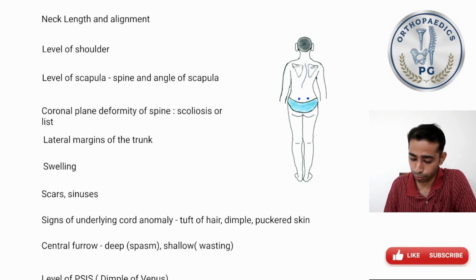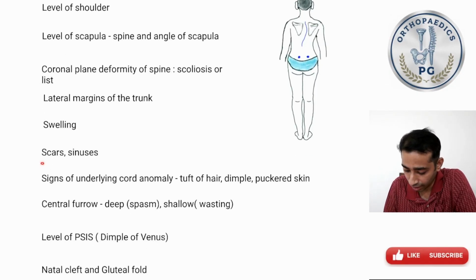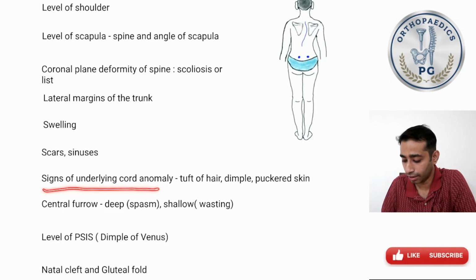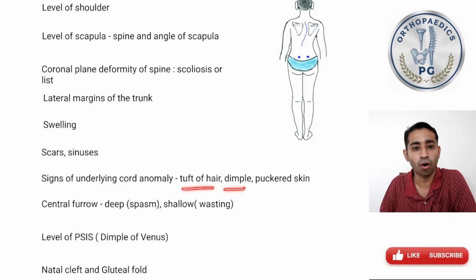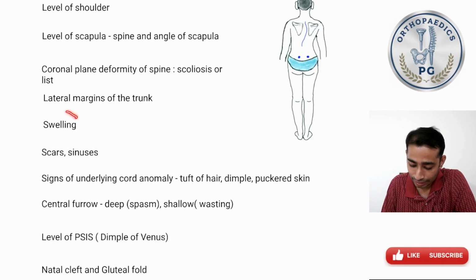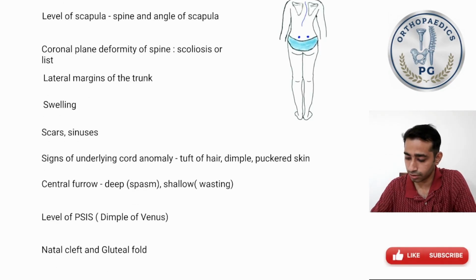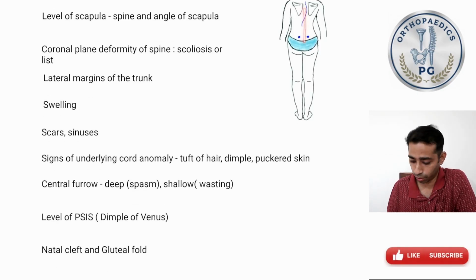Then in the back, you have to see if there is any obvious swelling, any scars and sinuses, and any signs of underlying cord anomaly like a tuft of hair, dimpled or puckered skin. If you can see any swelling, you have to do the inspection of the swelling as per how you examine the swelling. After this, you look at the central furrow.